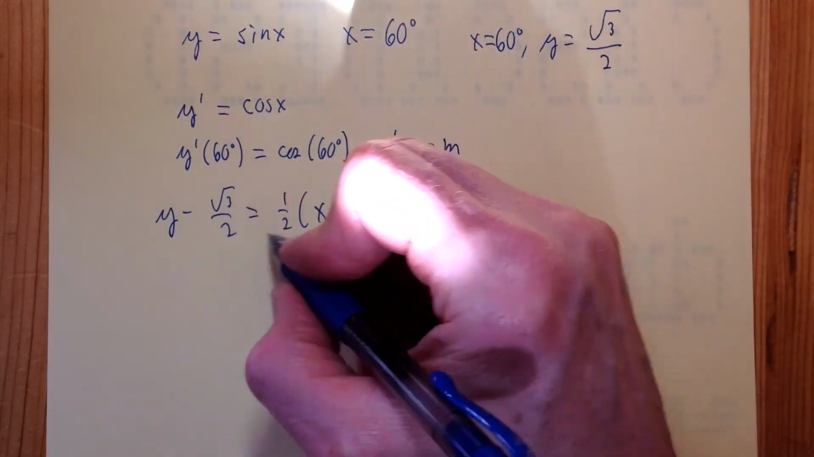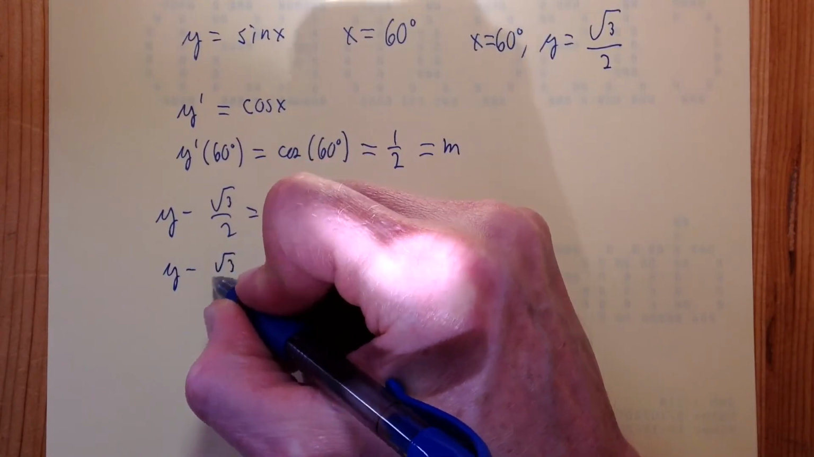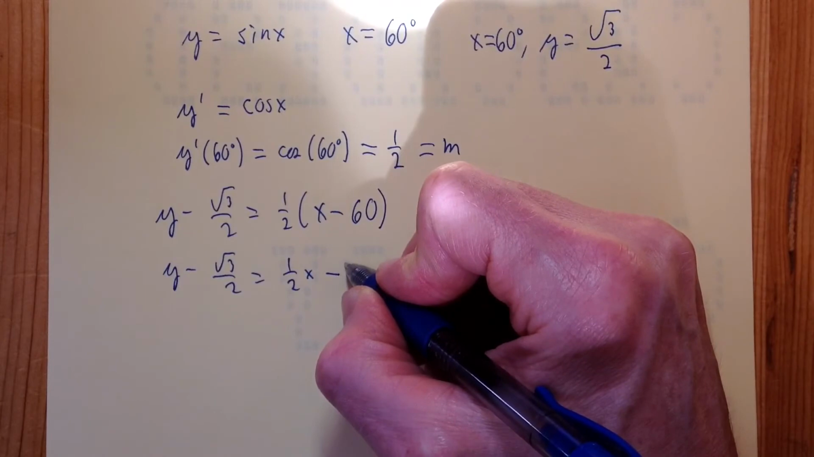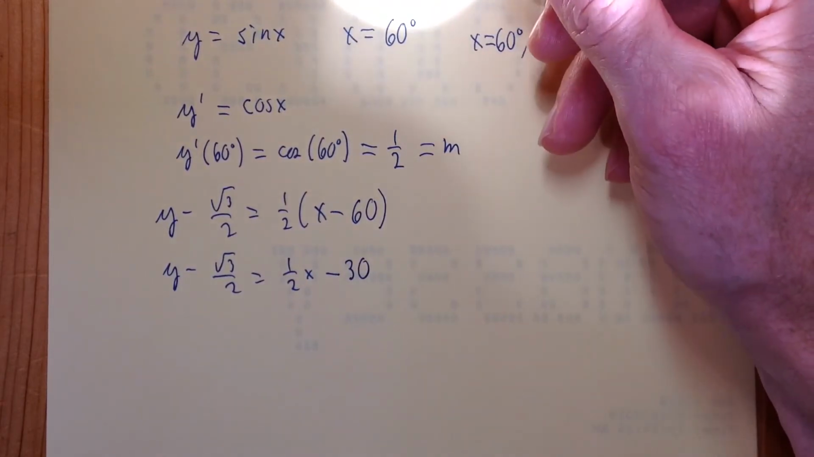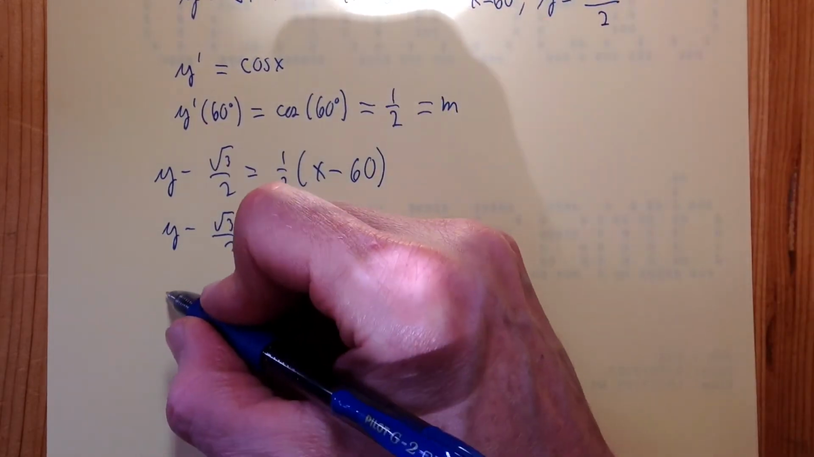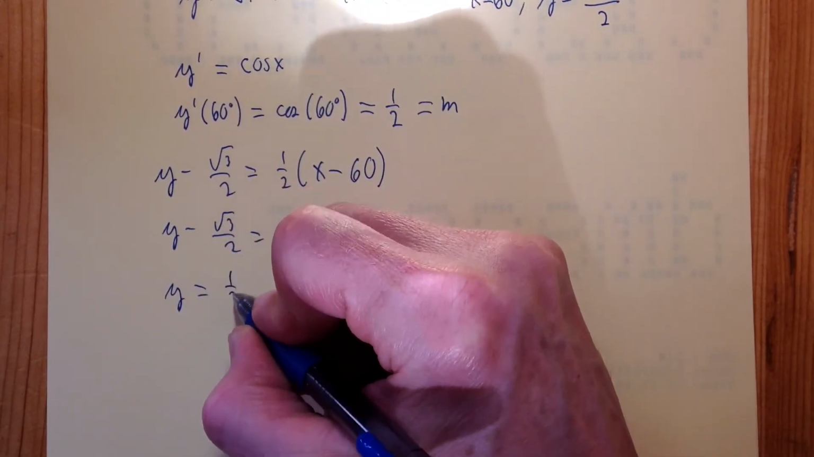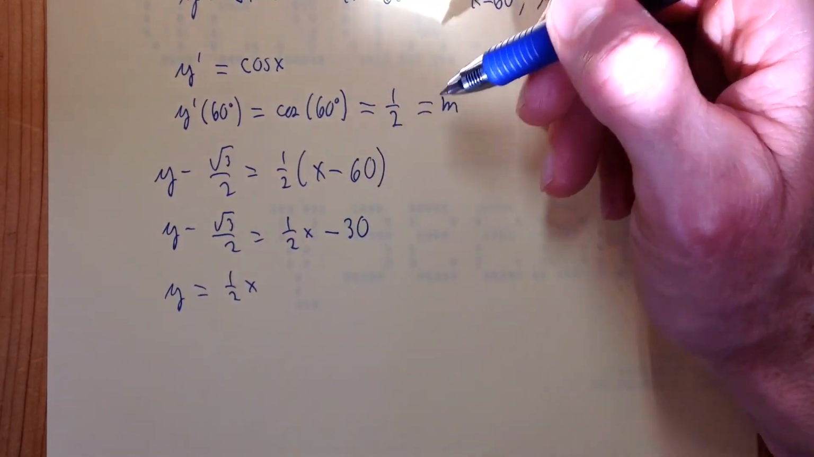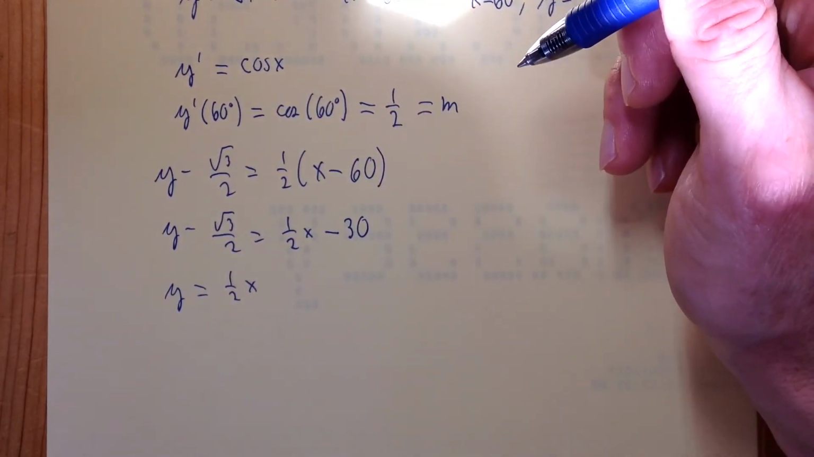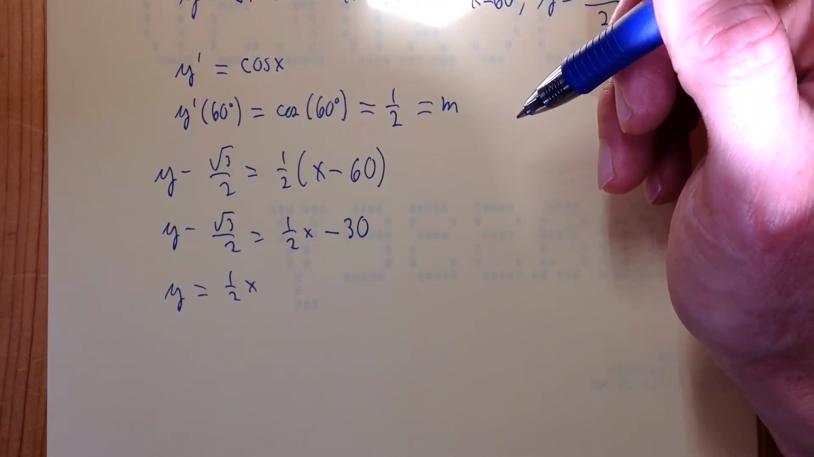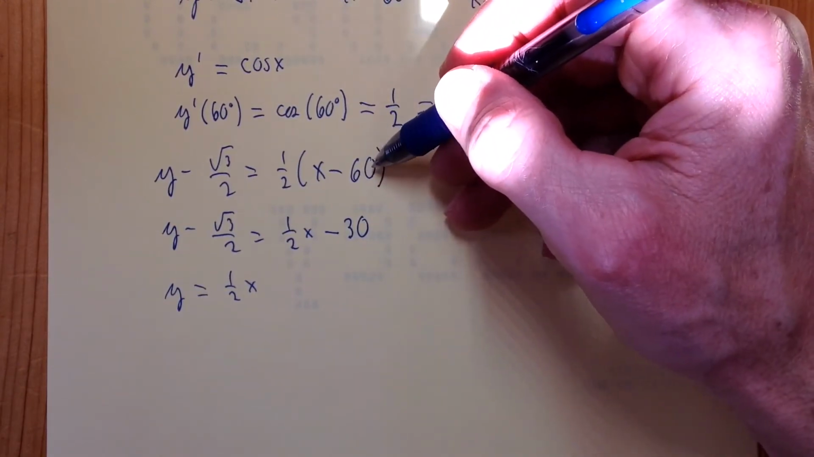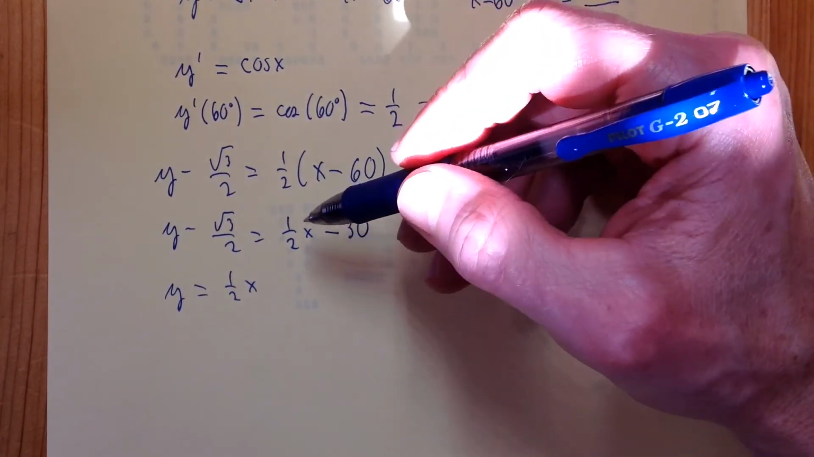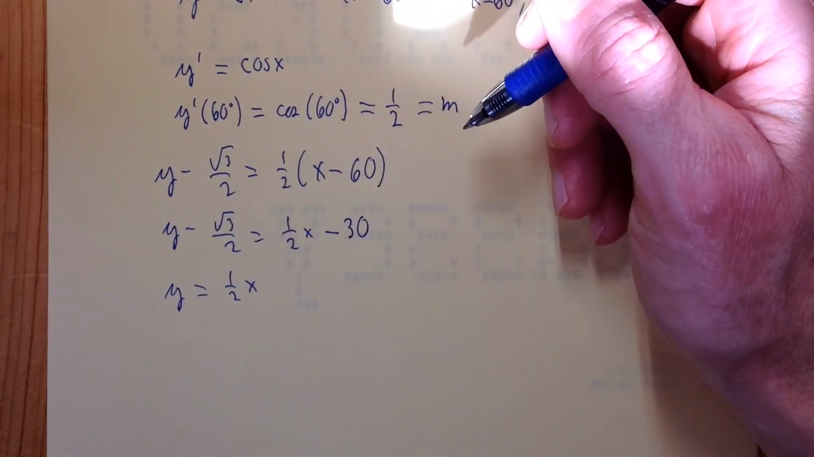And let's see, so y minus root 3 over 2 equals 1/2 times x minus 30, or y is equal to 1/2 x. So here is one problem we're going to run into right away. If we're using degrees like I am here, it's going to get us a completely different answer than if we use radians, because we're going to mix it with root 3 over 2.